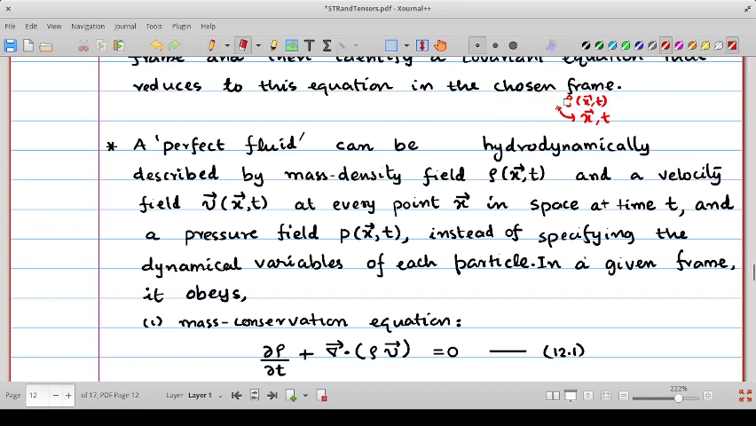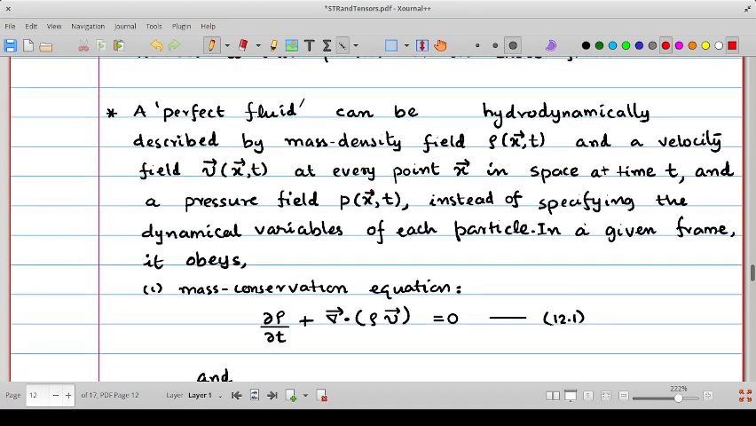So instead of specifying the mass of individual particles, we can describe the fluid in terms of specifying the density at a particular position x and time t, and also the velocities of all particles in an infinitesimally small region about x and t, which is given by the value of the velocity field at that particular point.